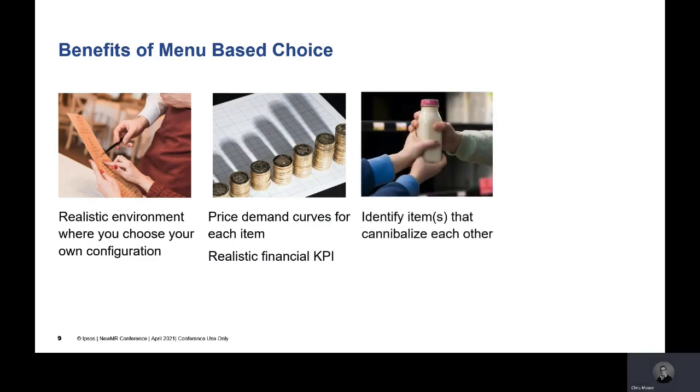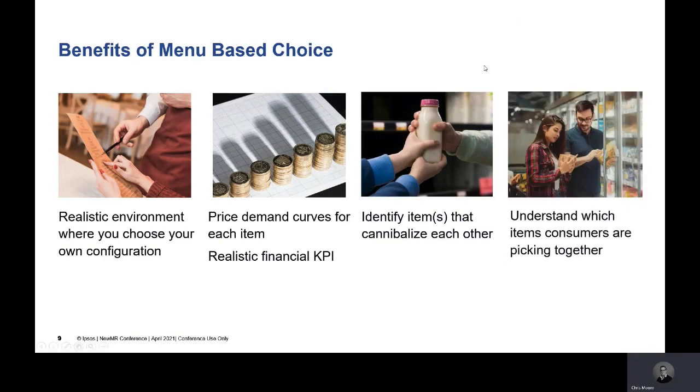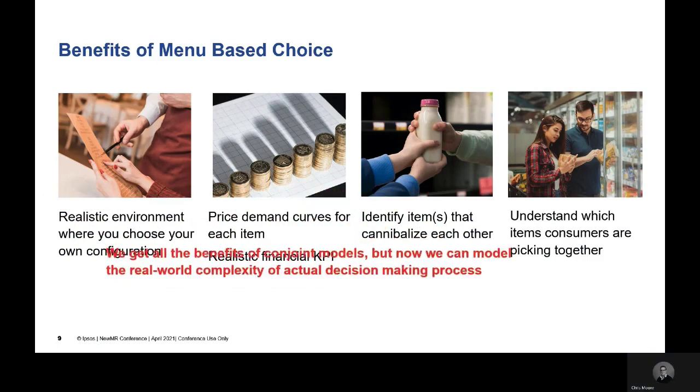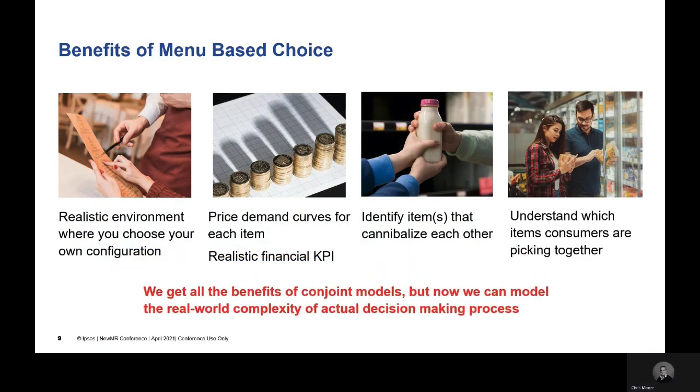We can also identify items that cannibalize each other through the analysis, and similarly, we can also understand which items consumers are picking together, as that might help the client build additional bundles. So we get all the benefits of traditional conjoint models, but now we can really model this real world complexity of actual decision making.